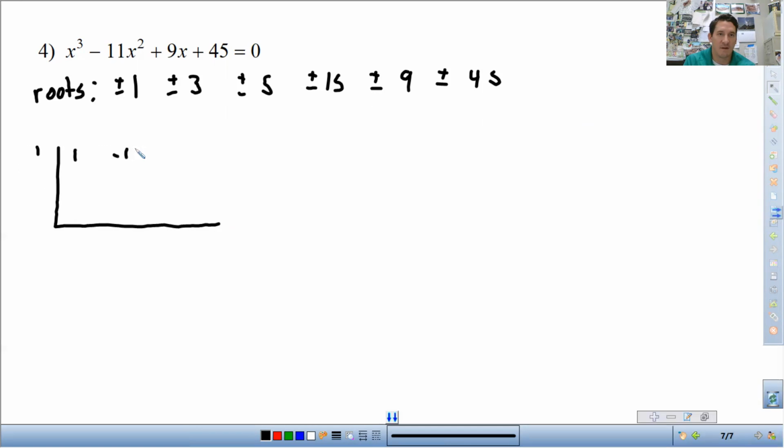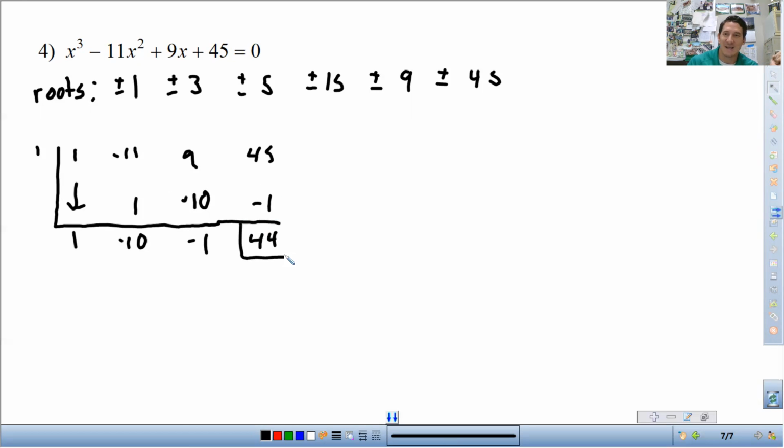So 1, negative 11, 9, 45. So bring down the 1. 1 times 1 is 1. Add, negative 11 plus 1 is negative 10. Negative 10 times 1 is negative 10. Add, you get negative 1, times 1 is negative 1. So I get 44. Since this is not 0 here, this does not work. Let's move on to a bigger number.